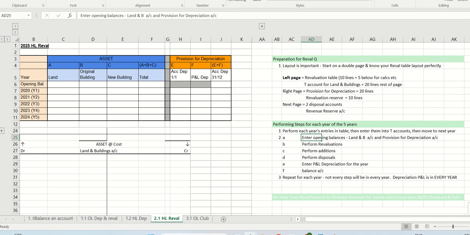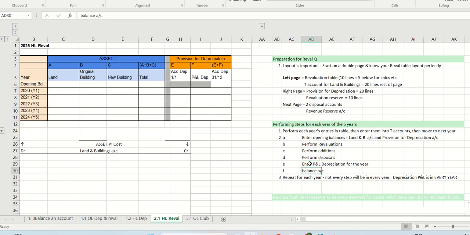You enter your opening balances over here now. Enter your opening balances for the land and the provision for depreciation. Perform the revaluation if there is one. Perform additions if there is one. Perform disposals if there is one. Perform depreciation. There is always depreciation. Then you balance your account.